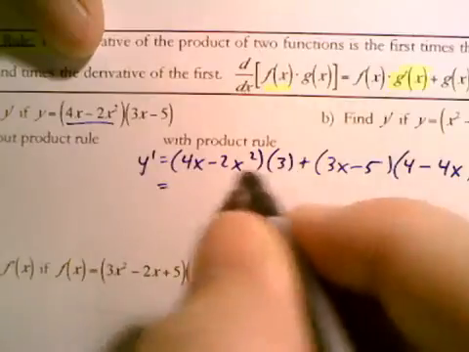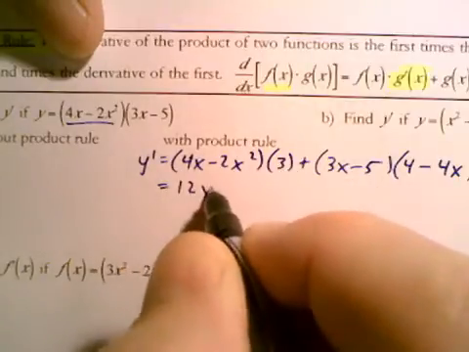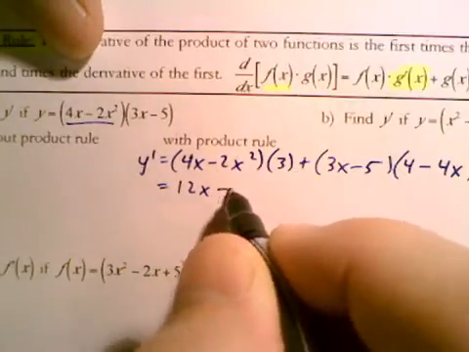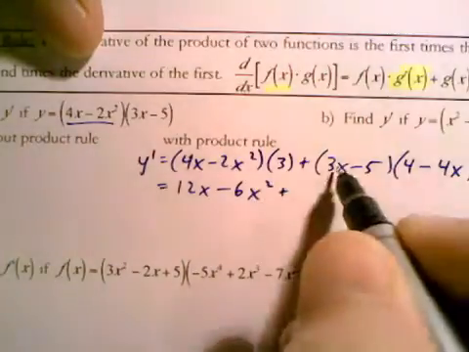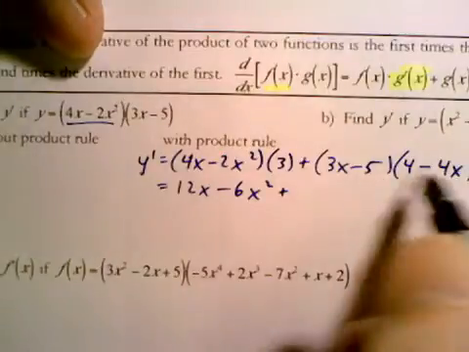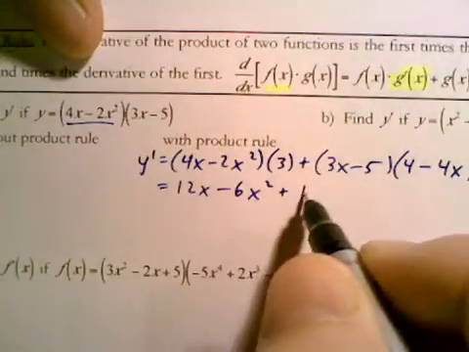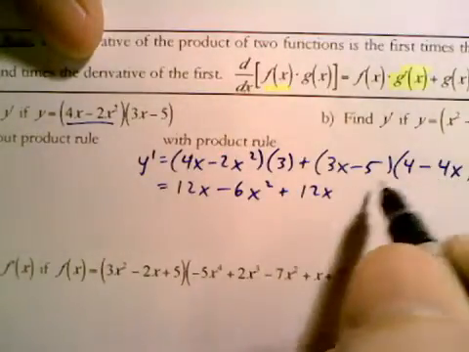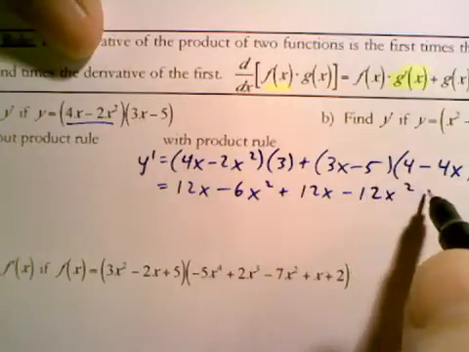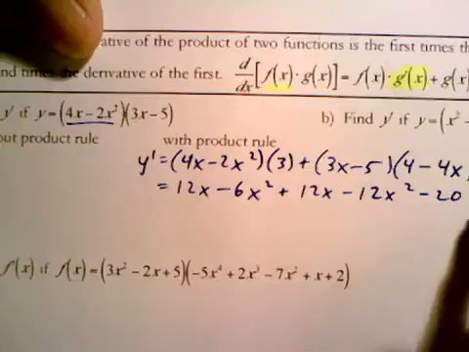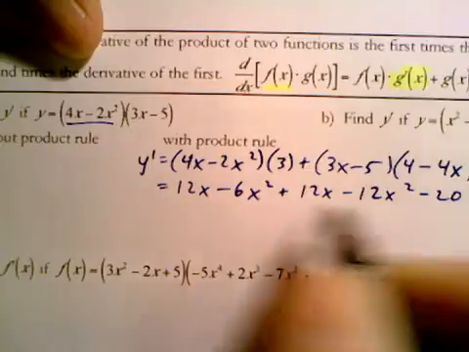We can distribute the 3. 3 times 4x is 12x. 3 times negative 2x squared is negative 6x squared. And then plus, we could FOIL this out. 3x times 4 is 12x. 3x times negative 4x is negative 12x squared, minus 20, and then plus 20x.